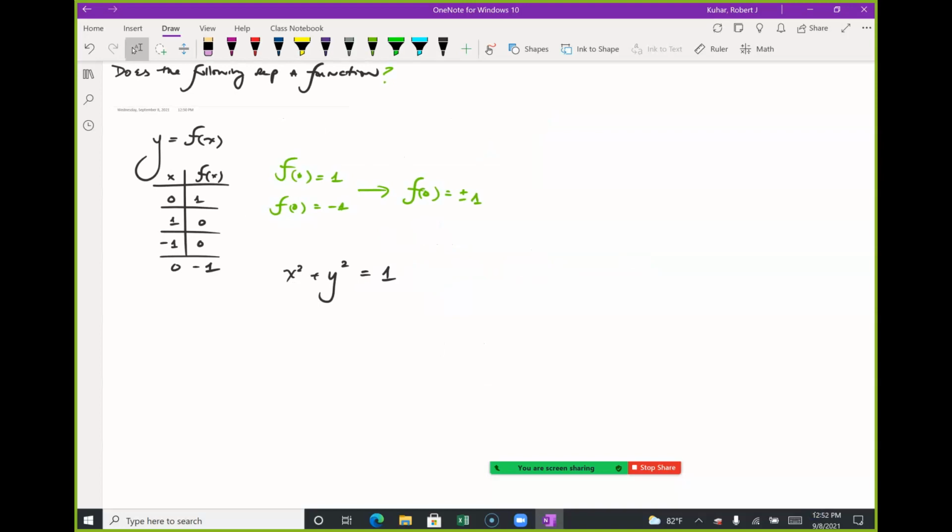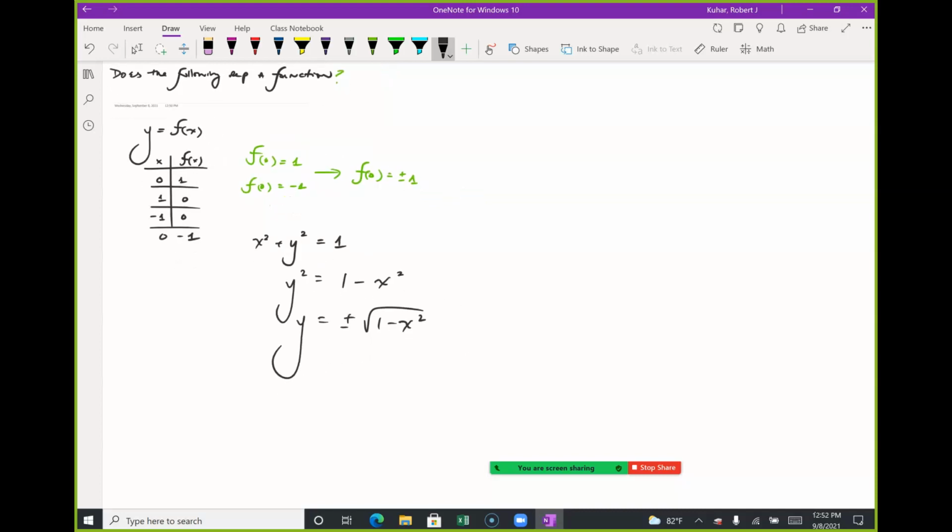This is written implicitly. This is an implicit function. Explicit would be all the x's on one side. So I would get y squared equals 1 minus x squared, or y equals the plus or minus square root of 1 minus x squared. And there you can see I'm getting that top half of the curve from the positive square root and the bottom half of the curve from the negative square root.